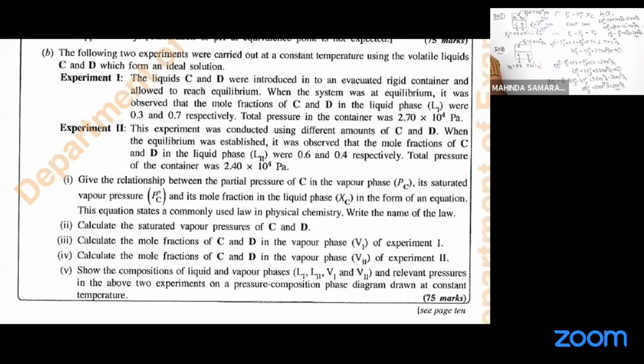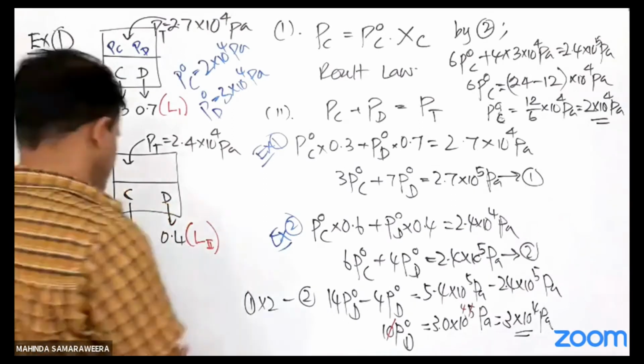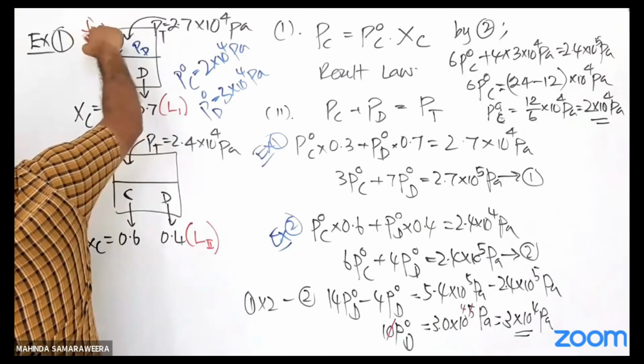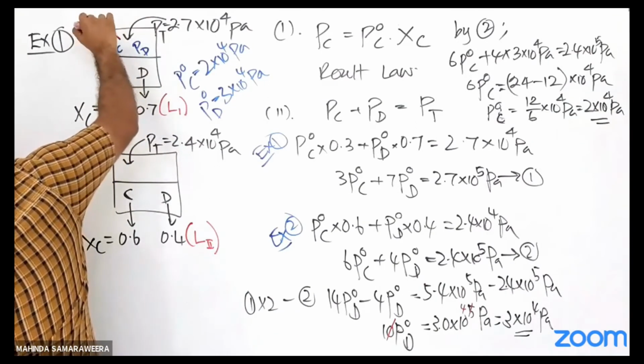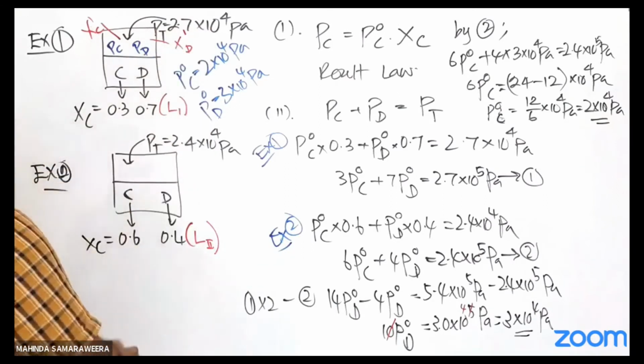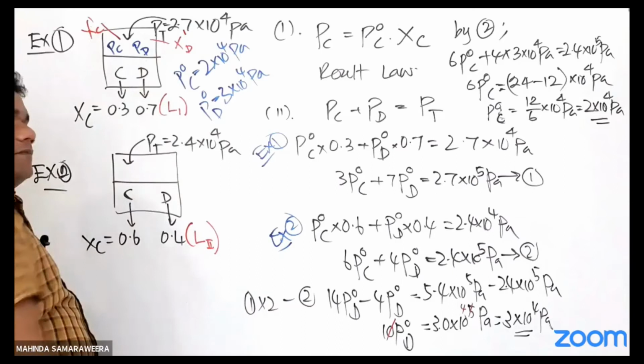What is next question? Calculate the mole fraction of C and D in the vapor phase of experiment 1. Calculate the mole fraction of C and D in vapor phase of experiment 2. Now we have to find out the mole fraction of C and D in the vapor phase. Let's say X dash C, mole fraction of C in the vapor phase, and X dash D, mole fraction of D in vapor phase. You have to find out these things in the first and second system.